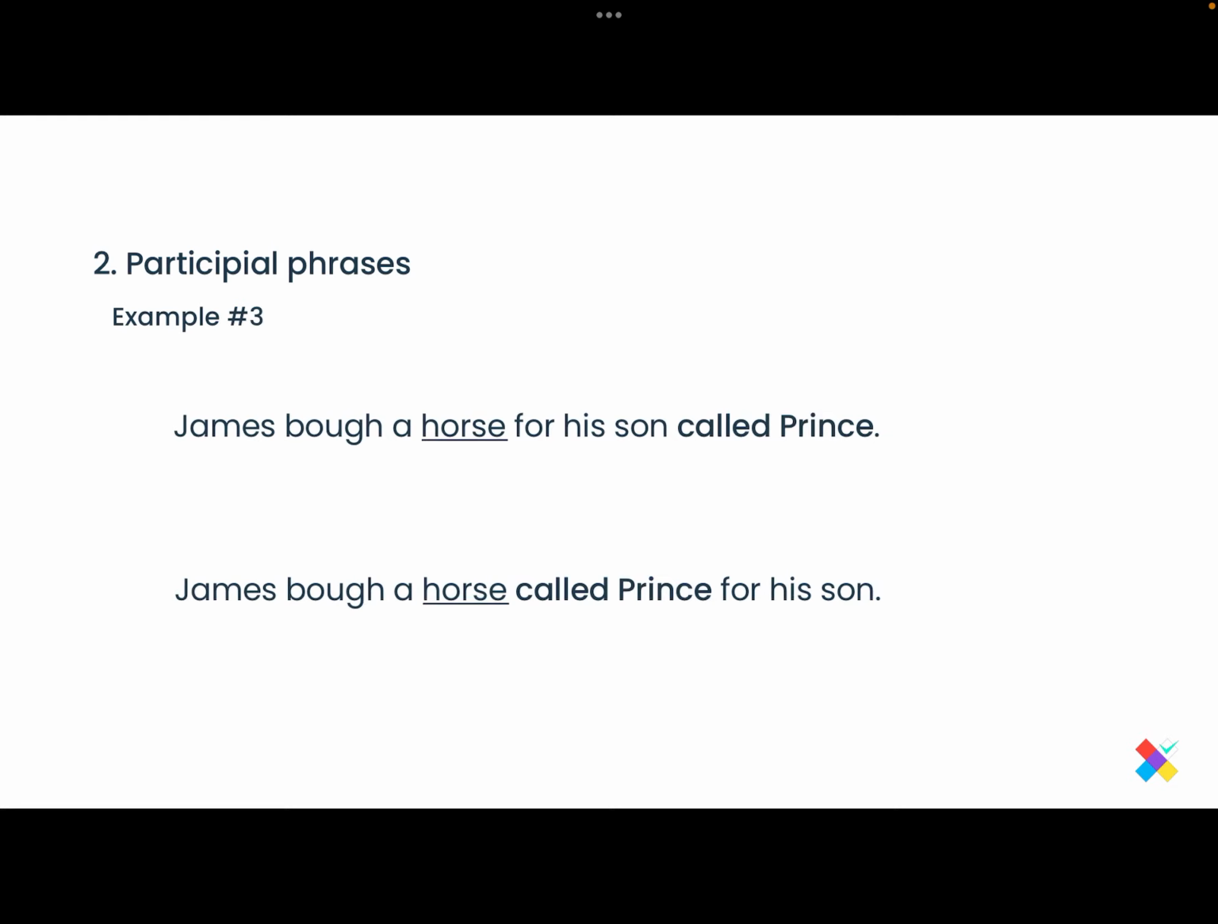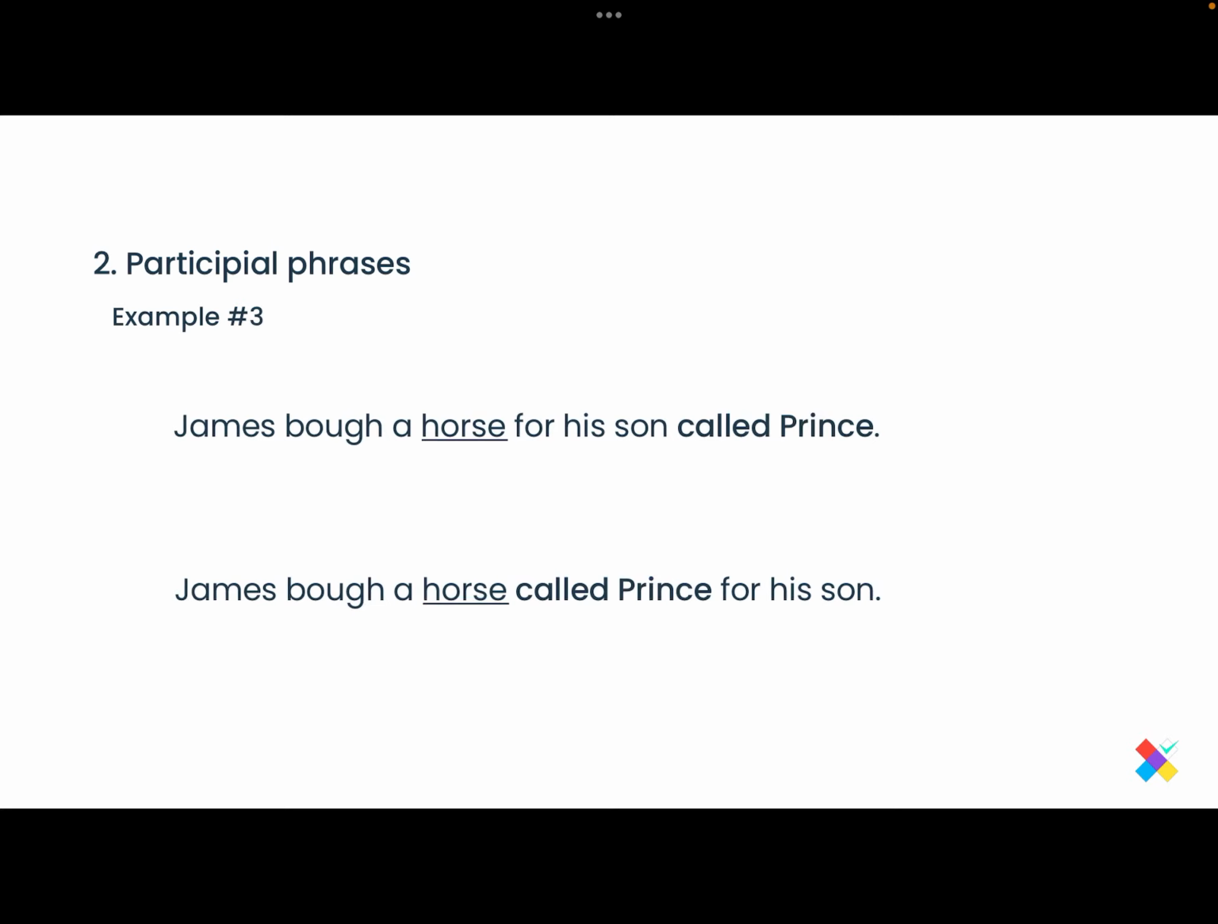James bought a horse for his son called Prince. Or James bought a horse called Prince for his son. As I said, participle phrases are quite tricky. And participle phrases that begin with the participles named or called can be problematic in a sentence. And if you misplace these phrases, you are renaming the wrong person, the wrong noun.